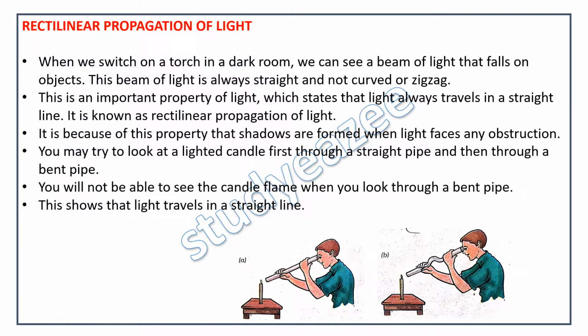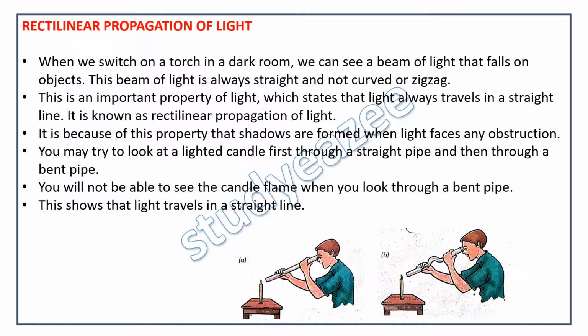First we will study what is rectilinear propagation of light. When we switch on a torch in a dark room, we can see a beam of light that falls on objects. This beam of light is always straight and not curved or zigzag. This is an important property of light which states that light always travels in a straight line. It is known as rectilinear propagation of light. It is because of this property that shadows are formed when light faces any obstruction.